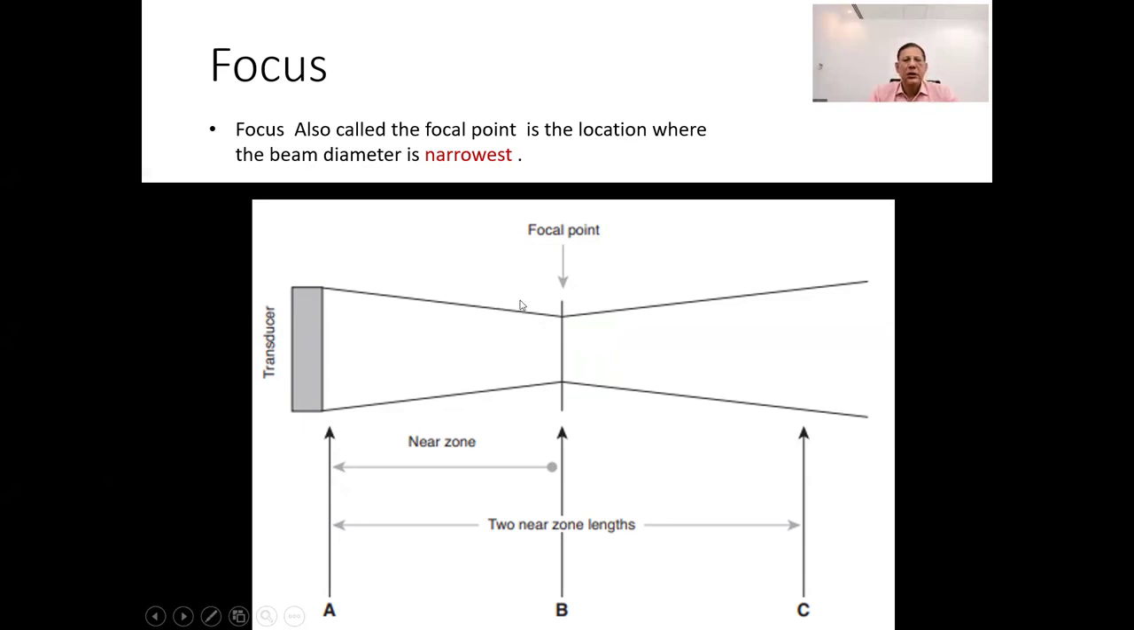For a crystal, the width of the sound beam at the focus is 1/2 the crystal diameter as it leaves the transducer. Or you can say, the width of an ultrasound beam as it leaves the transducer is double the width of the sound beam at the focus.